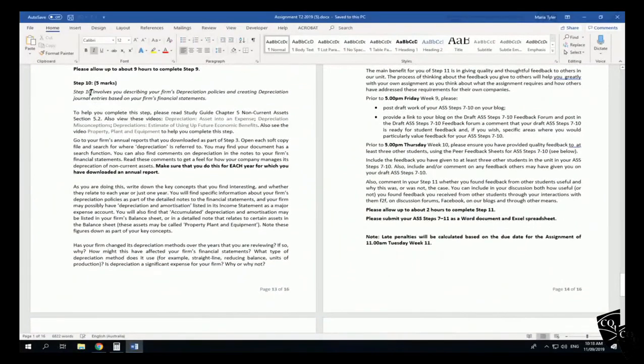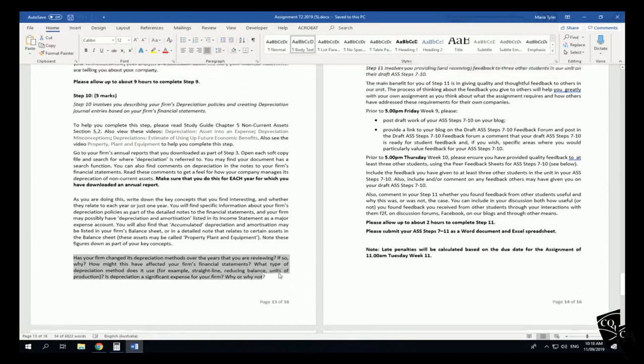We want you to describe your firm's depreciation policies and create some depreciation entries. You have to read the study guide. You have to open up your firm's annual reports. Have a look at every year, not just the latest year. We want you to look at every year, and as you're doing this, pick out all of the key concepts. Answer these questions.